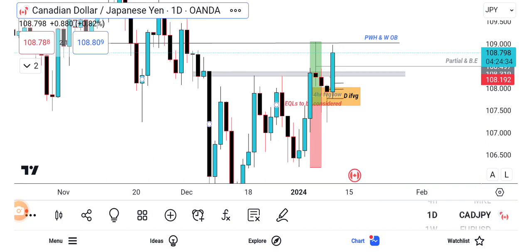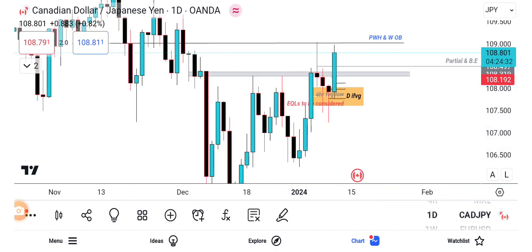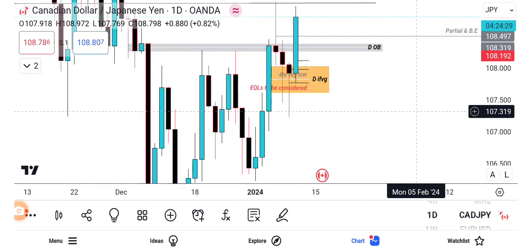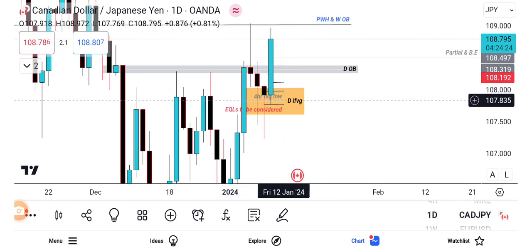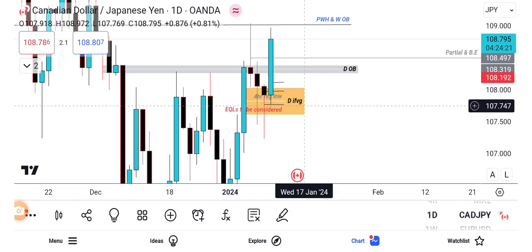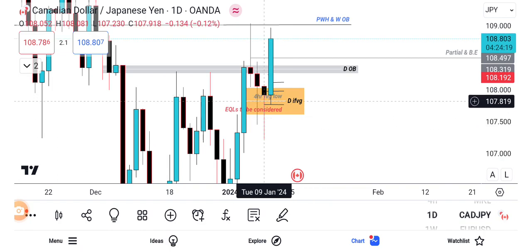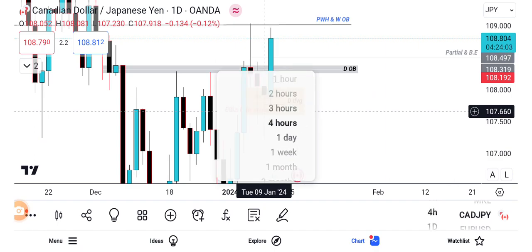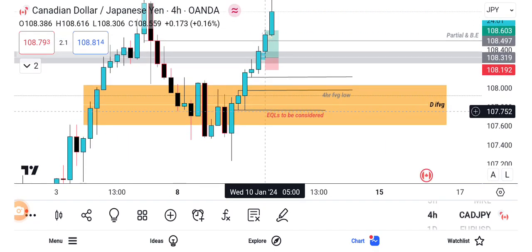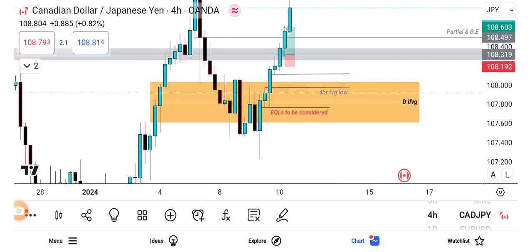We retraced to discount, and you can see the reaction of this daily inversion fair value gap. The candles were closing above the consequent encroachment of this daily inversion fair value gap, but the wicks were doing the damage. Wicks fully rebalanced this fair value gap, but we had the bodies closing above the daily inversion fair value gap, because you can see it there. So this was a trigger to me, and so I dropped to the lower time frames to see why the price retraced lower, and why I was bullish.